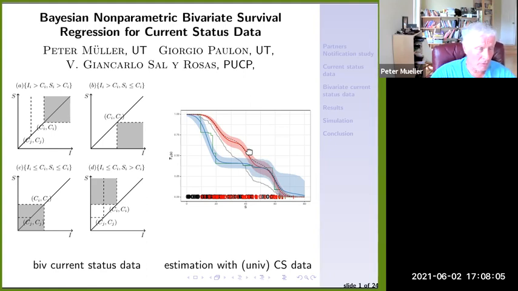This is joint work with Giorgio Paolon, who is a PhD student here at UT Austin, just about to graduate, and Giancarlo Sali Rosas from Universidad Católica in Lima, Peru.